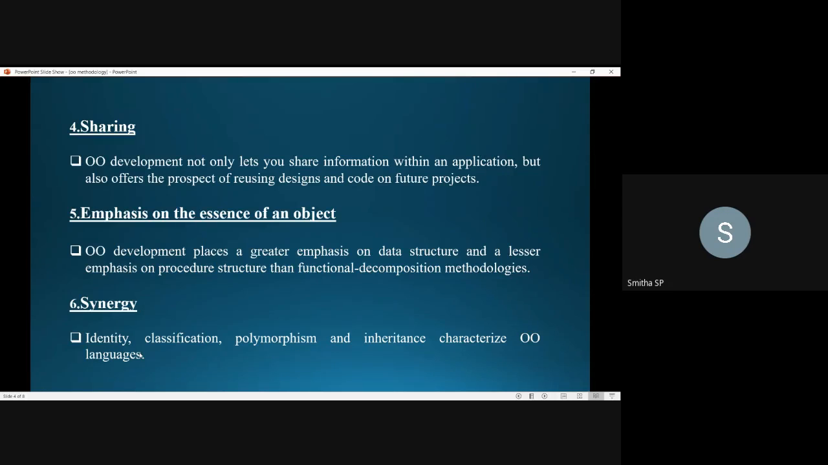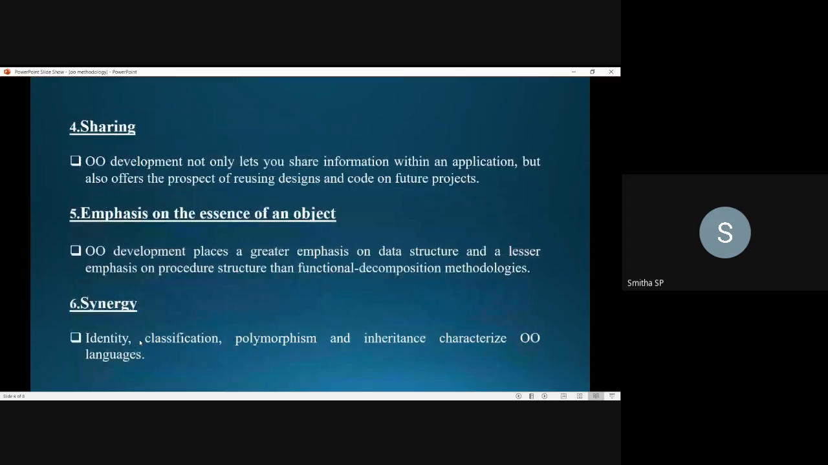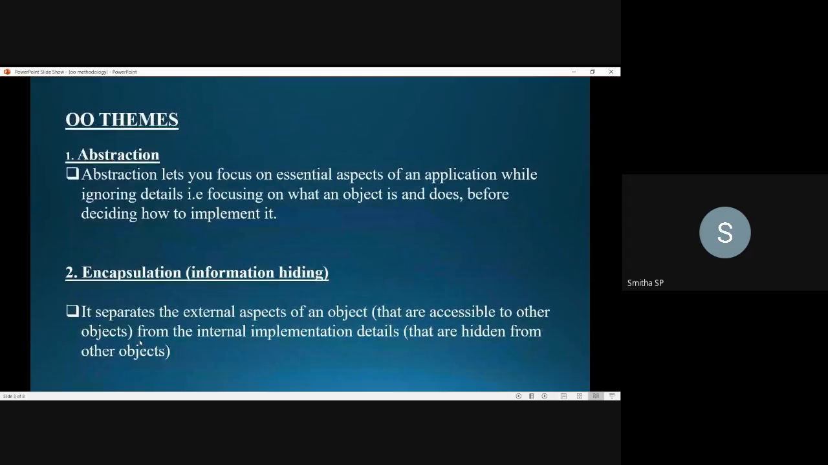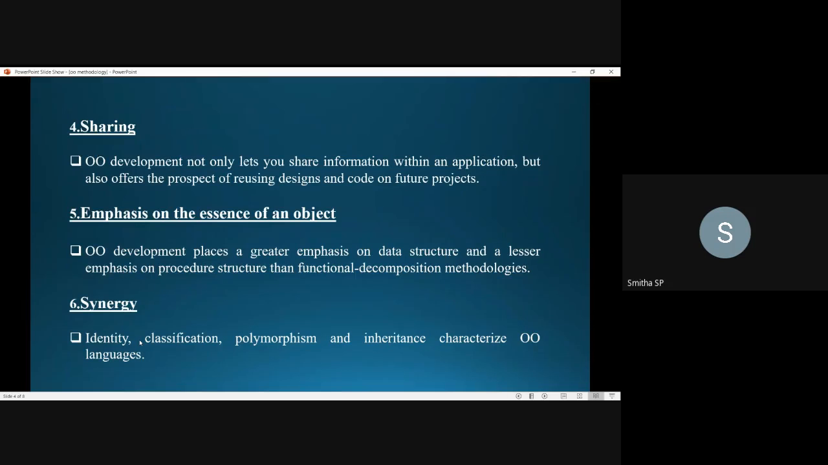So till now we have discussed all the object-oriented themes. So far, we know that we have six object-oriented themes. They are abstraction. Second one is encapsulation or information hiding. The third one is combining data and behavior. Then the fourth is sharing, the fifth is emphasis on the essence of an object, and the sixth theme is synergy.